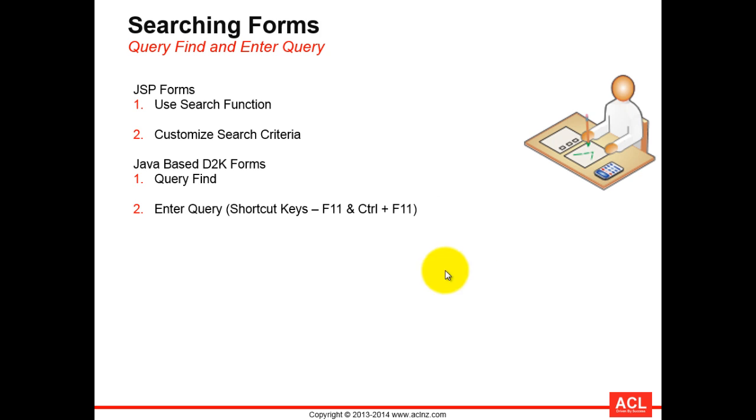Searching forms. Depending on the form you're in, you can use a different procedure. For instance, if you are in JSP forms, then you can use the search function provided in the JSP forms. Likewise, you can also customize the search criteria in the JSP forms. On the other hand, in Java-based forms, you can use a feature called query find to search.